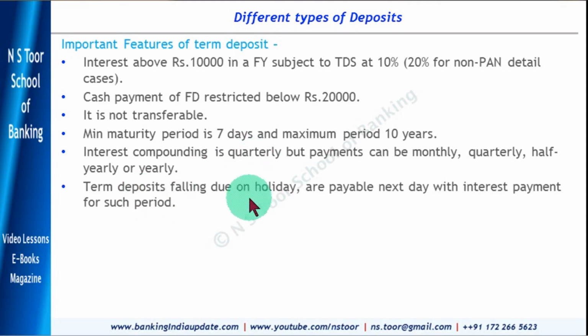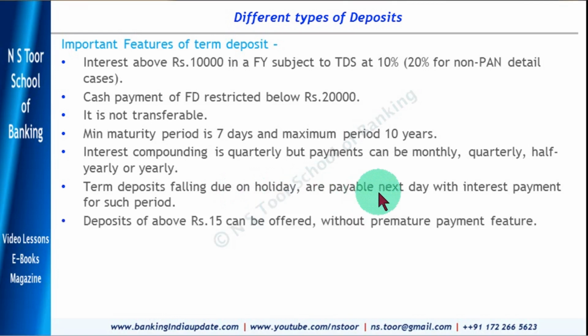If a term deposit falls due on a holiday, say a Sunday, then it is payable on the next day, and in that case the interest will be paid for that holiday period also. For example, if a deposit falls due on Sunday, it will be paid on Monday if Monday is a working day, and interest will be paid till Sunday.